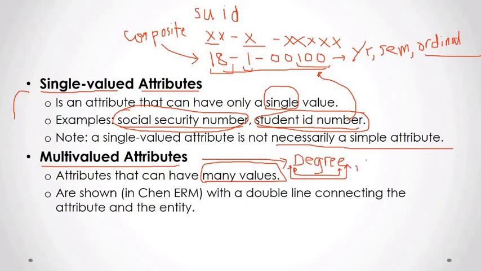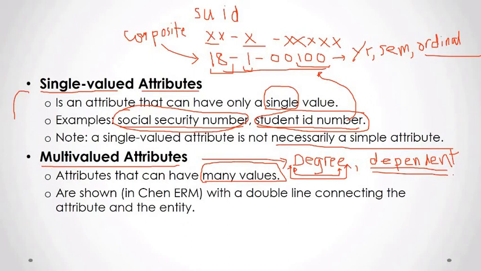Okay, another example is dependent. Dependent is a multi-valued attribute. So an employee might not have any dependent, or the employee can have 1, or can have 2, can have 3, and probably can have 15. So it depends. Okay, so this is an example of a multi-valued attribute.